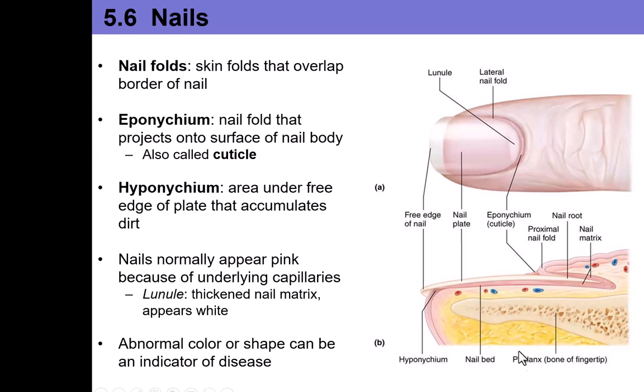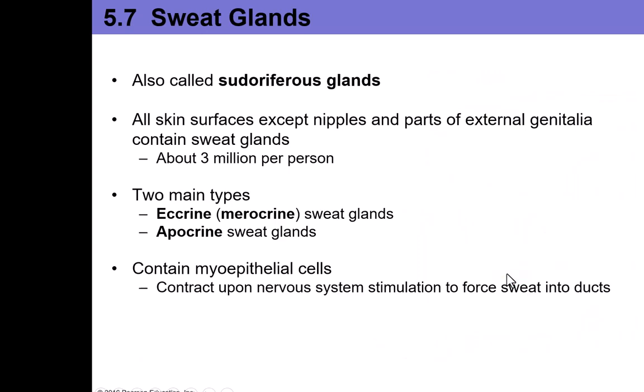And then this thing here, phalanx. The phalanx is a finger or a toe bone. So here is the bone of your finger. You can see how close it does come to that nail bed and to that nail. All right, so those are nails.